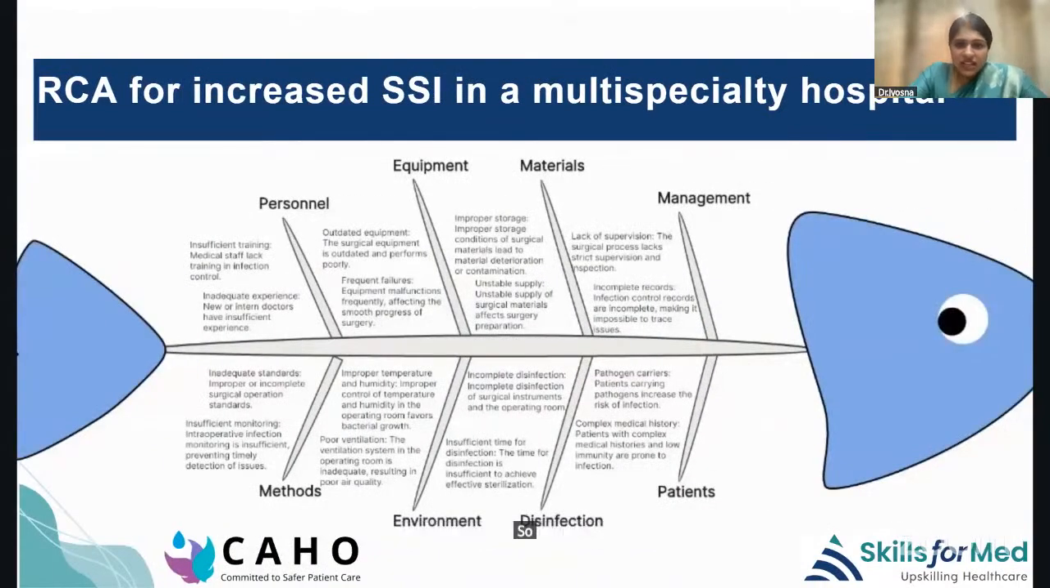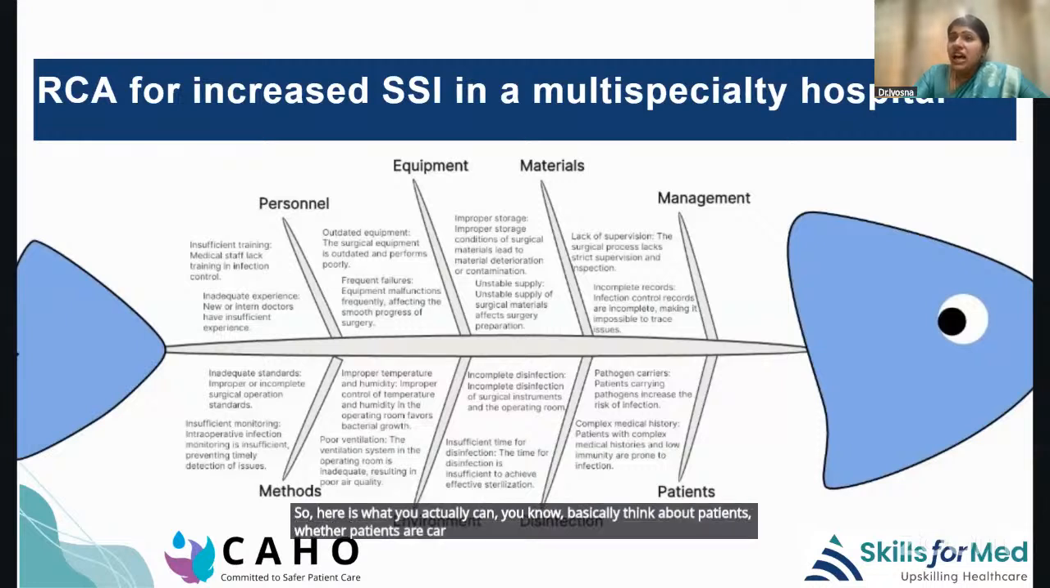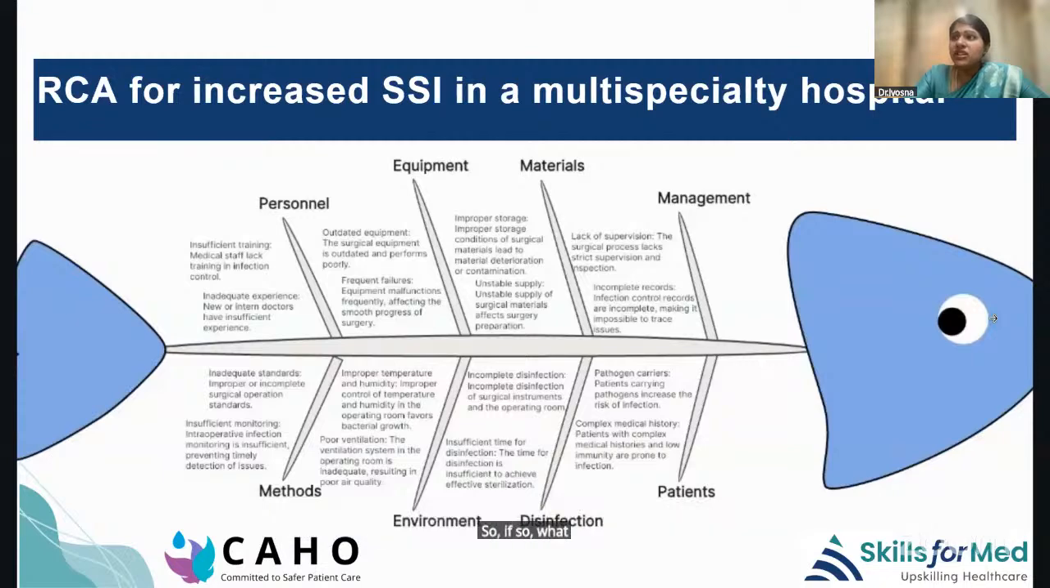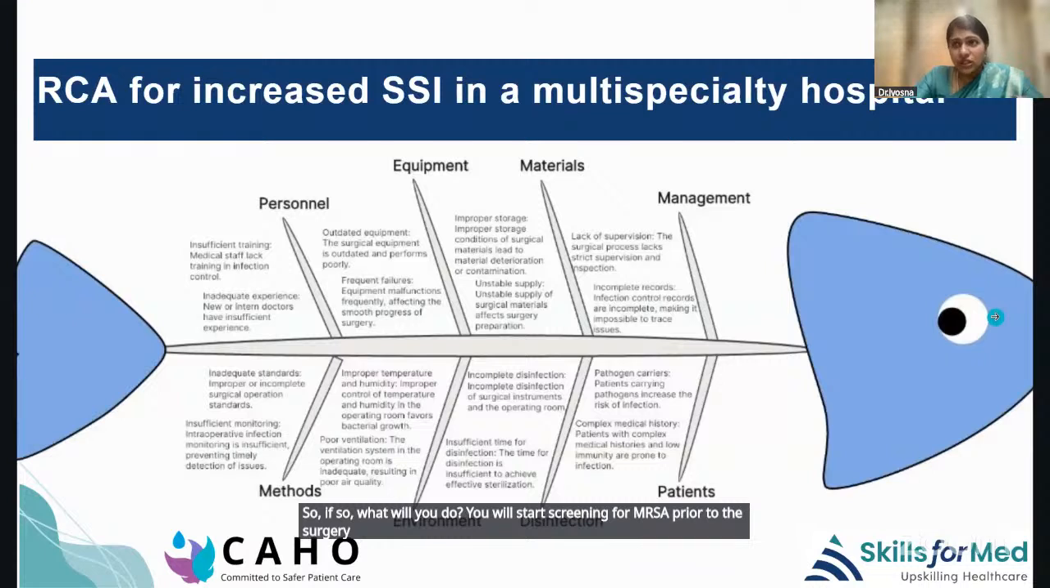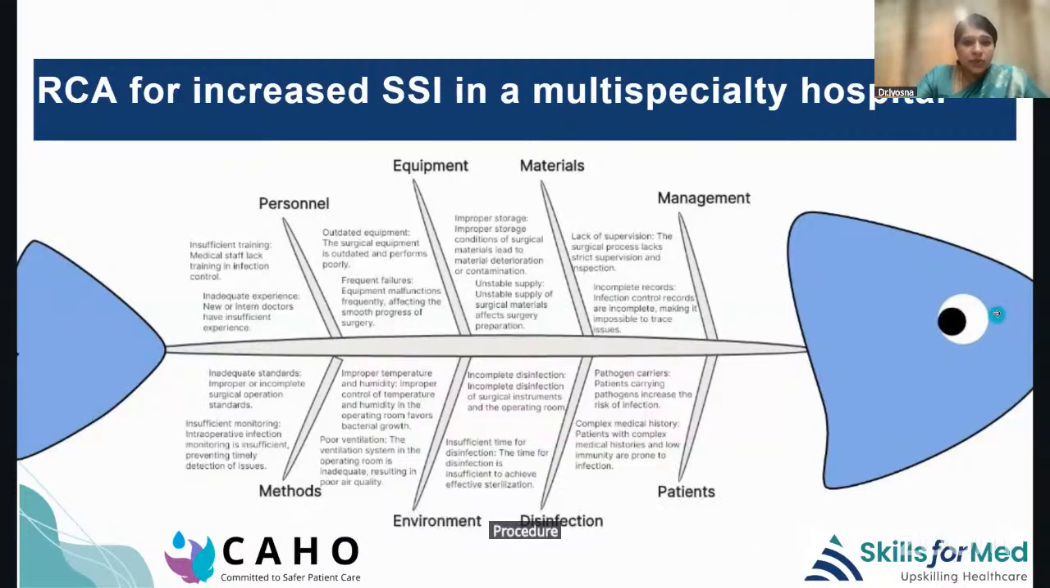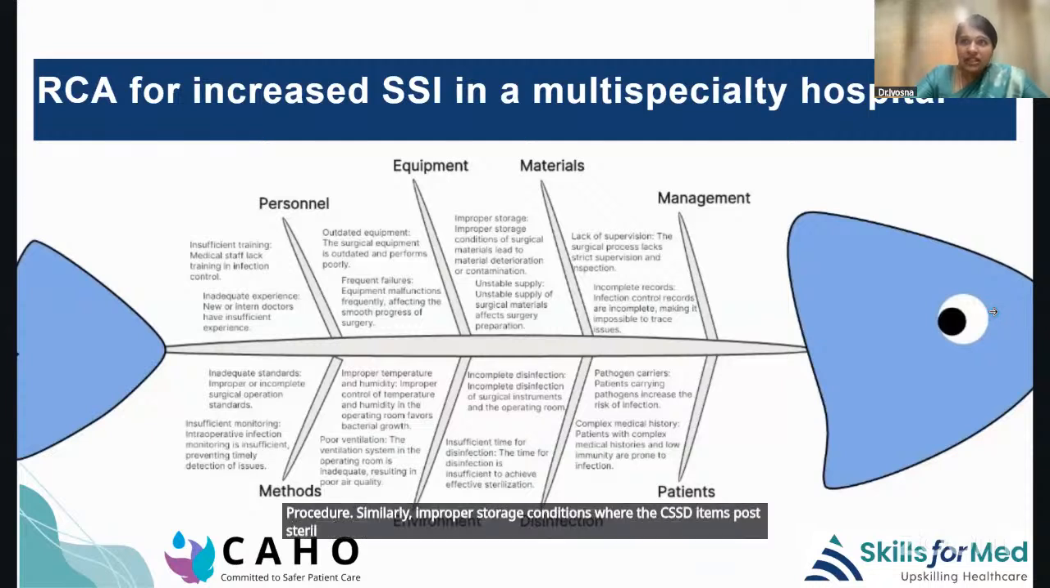So here is what you can basically think about: patients, whether patients are carriers. Did we have more patients with MRSA carriers? If so, what will you do? You will start screening for MRSA prior to the surgery. Management: whether your OT in charge was not there, whether you had less staff in the OT during the procedure. Similarly, improper storage conditions: whether the CSSD items post sterilization were stored properly, or whether the temperature and humidity were not maintained.